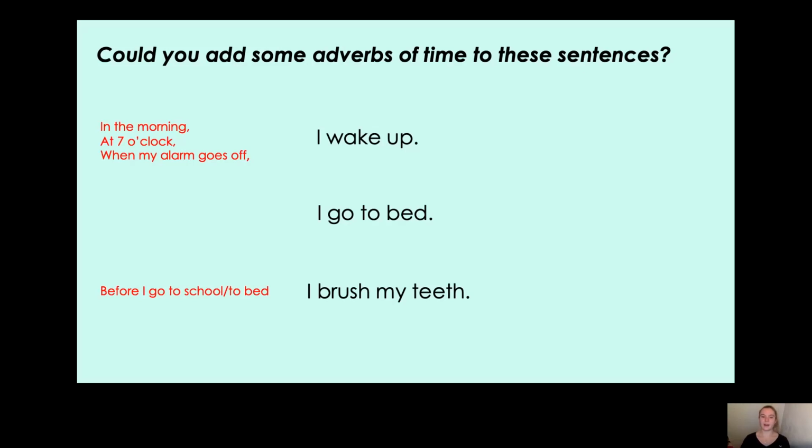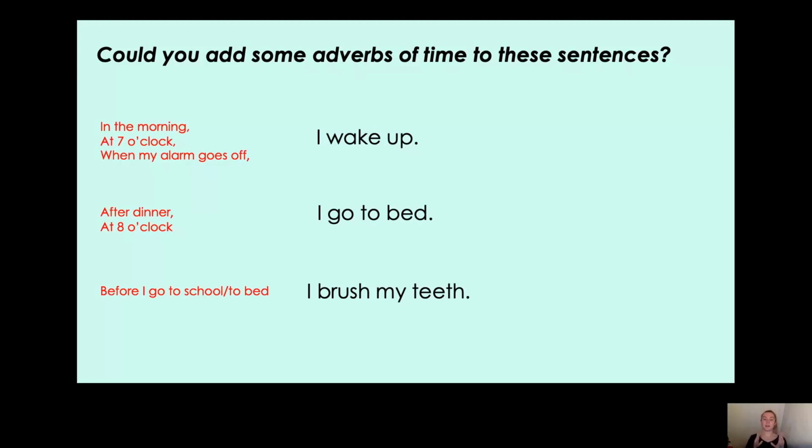Okay, then I have I go to bed. What could you add before I go to bed? Well, I thought we could add after dinner, I go to bed. Or at 8 o'clock, I go to bed. Or whatever time you go to bed, okay? Or you could say, I go to bed after I brush my teeth. After I brush my teeth, I go to bed. Or you could say, before my brother goes to bed, I go to bed. Okay, so well done if you were able to think of some adverbs of time to add to those sentences.